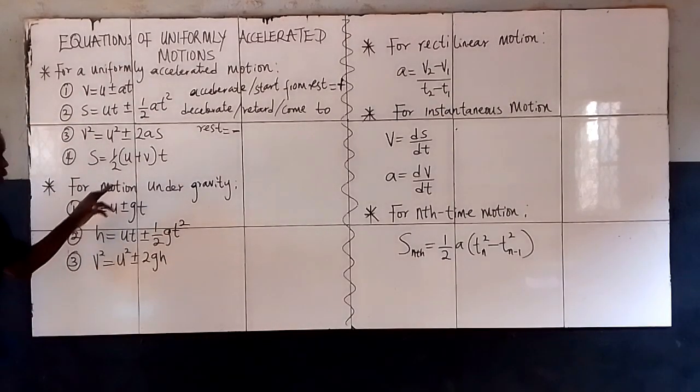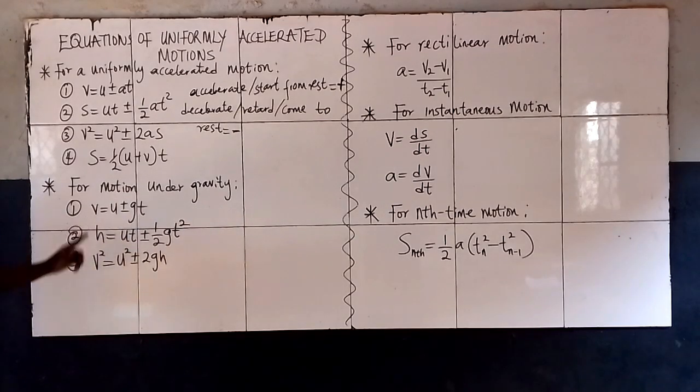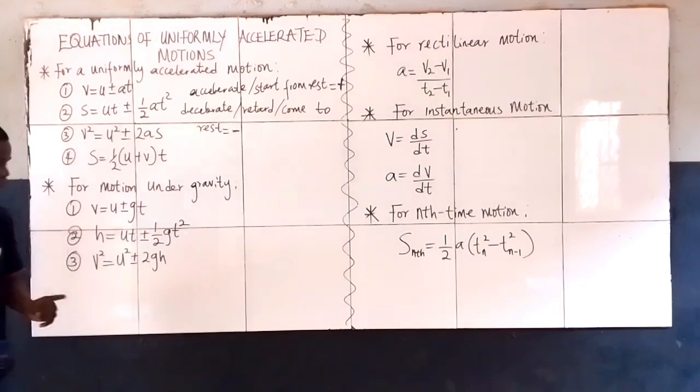V equals U plus or minus gt. We all know V is final velocity, U is initial velocity, G is gravity, which is 10, or indicated in the equation as 9.8. If it's not indicated in the equation as that, always stick to g equals 10. Then T is time. I hope we are good on that.